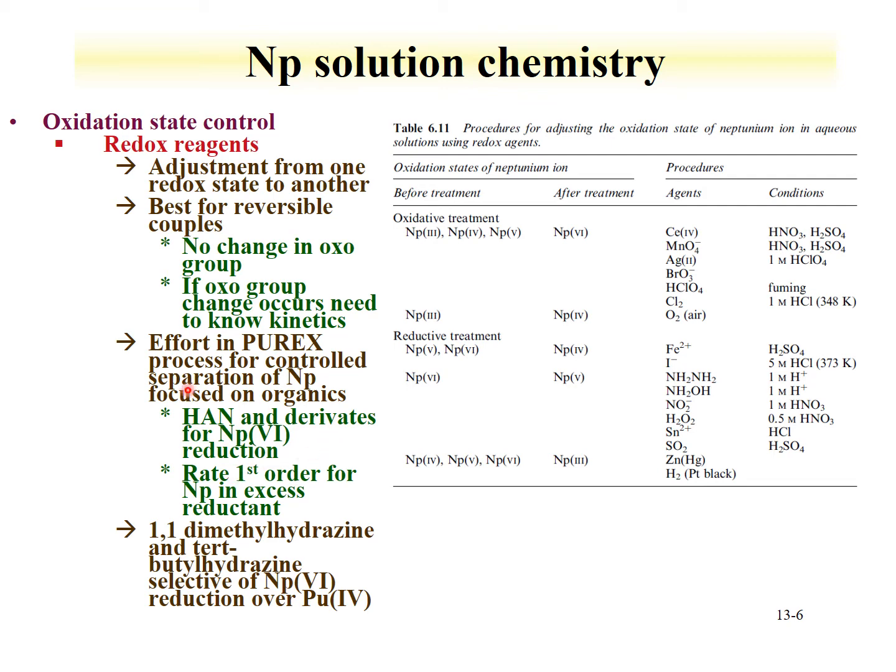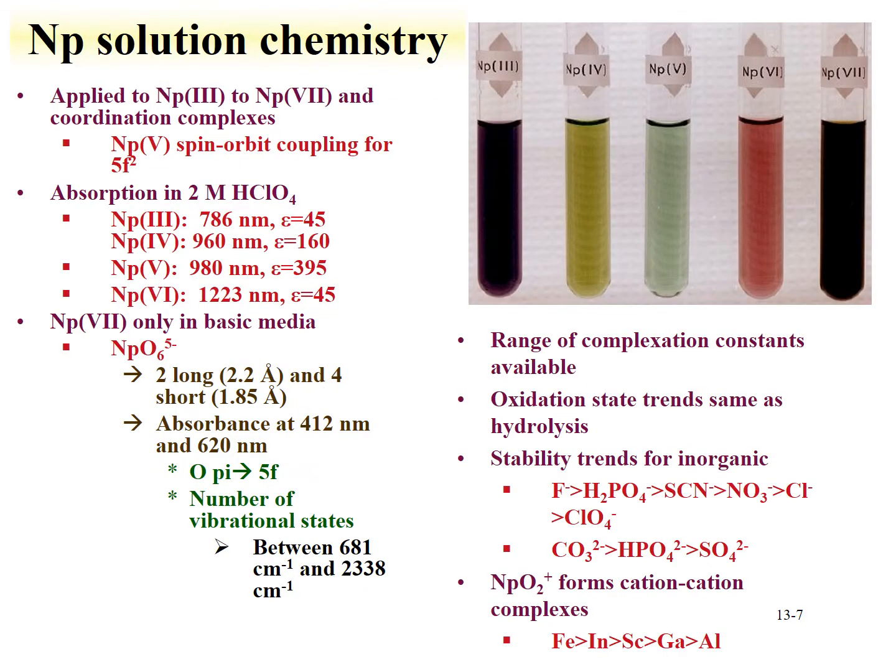So work has been performed evaluating redox control of neptunium in pure X systems. Hydroxylamine nitrate and its derivatives were used for neptunium-6 reduction to the 5, and this is found to be a first order rate with excess reductant. This complex solution chemistry of neptunium can be explored for the range of the oxidation states.